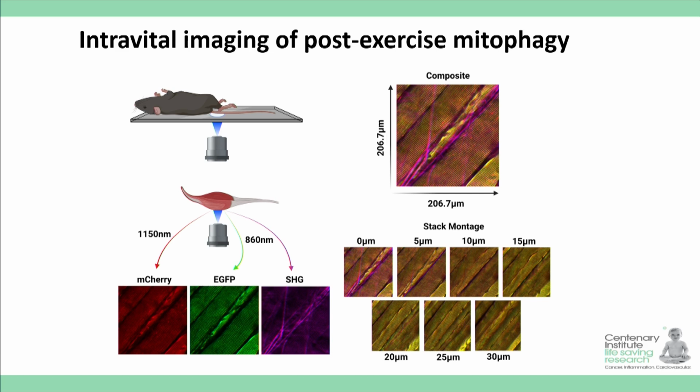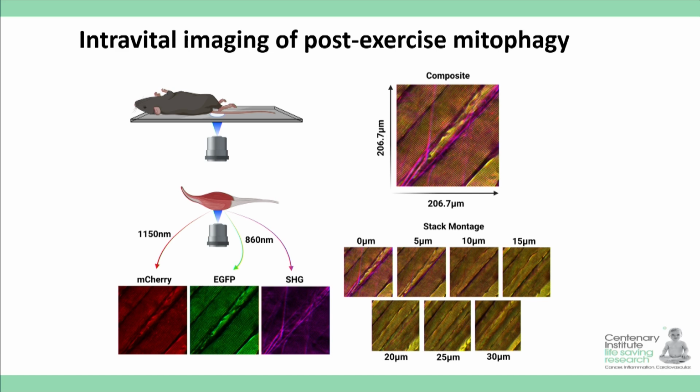This is just a fixed image of what we see. So again, you see beautiful red and green. The SHG is really nice because it gives you the connective tissue and collagen. What it helps us do is work out the depth where we can get through the ECM and actually image the muscle. So this is the composite and the size that we'd look at.